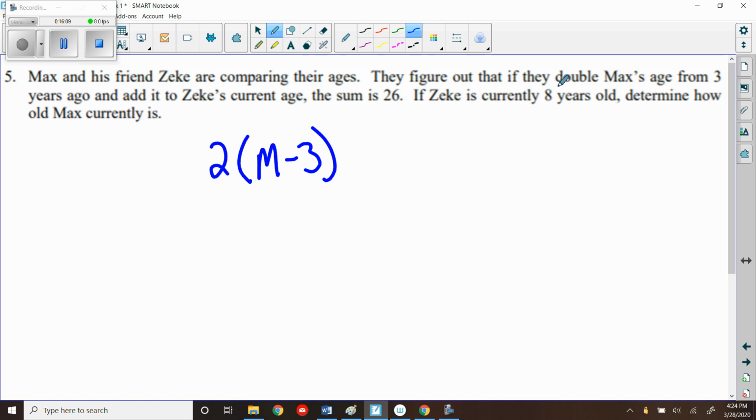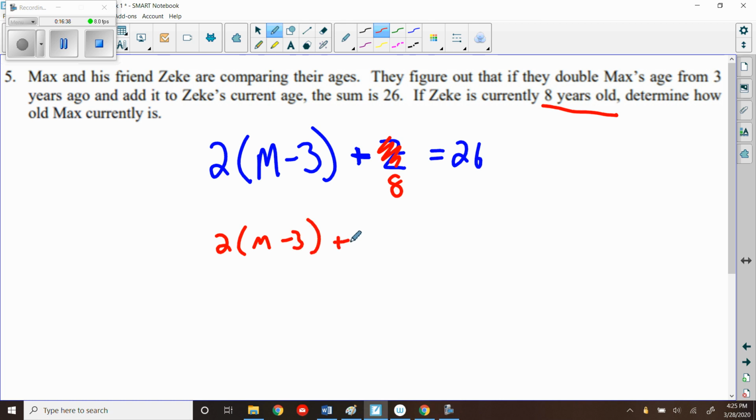They figure out that if they double Max's age from 3 years ago and add to it Zeke's current age, so all of that plus Zeke's current age, the sum, here's my sum, is 26. If Zeke is currently 8 years old, okay, well, that's telling me that I can substitute in 8 for Z. Determine how old Max currently is.